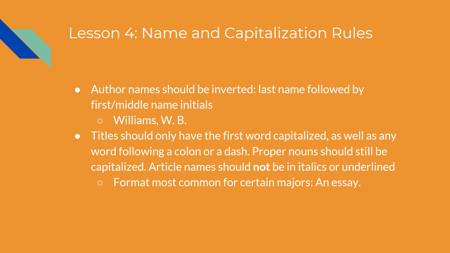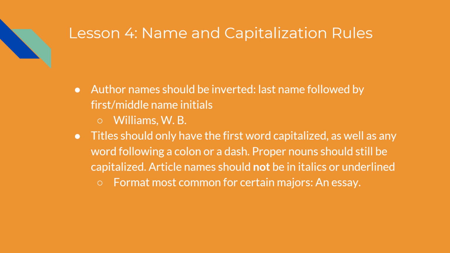So you'll have the last name, comma, and then the first and middle initials. And then for the titles of your references, for smaller works like article titles and for books, the titles will be in sentence case. So only the first word will be capitalized, as well as any word following a colon or a dash, and proper nouns are all capitalized. And these smaller works like articles will not be italicized or underlined.